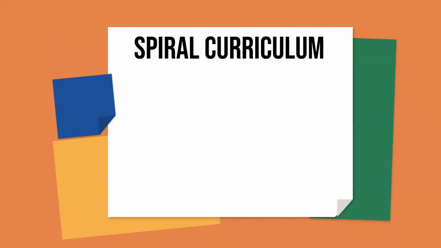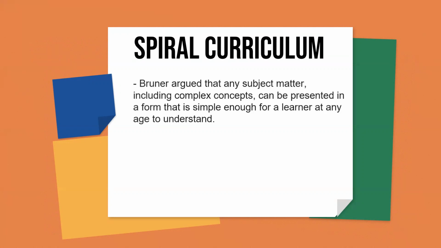Now we go to spiral curriculum. So Bruner strongly argued that any subject matter, including complex concepts, can be presented in a form that is simple enough for a learner at any age to understand. So kahit gaano pa kahirap ang isang lesson, kayang i-simplify ito at ipaintindi sa isang learner sa kahit anong edad.